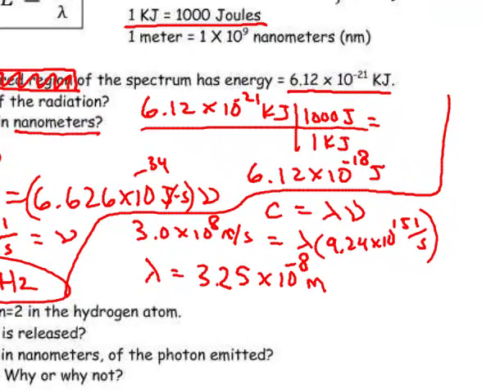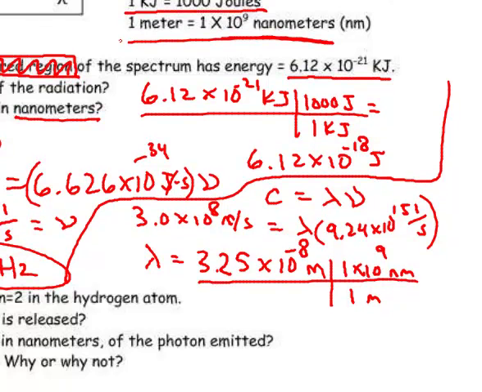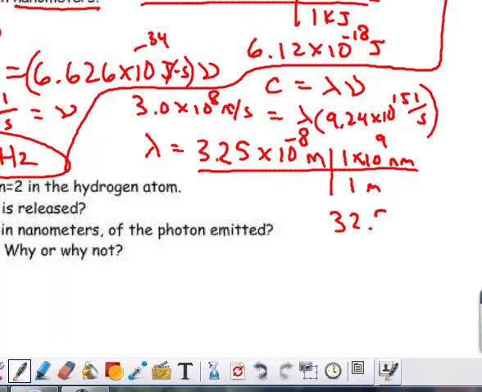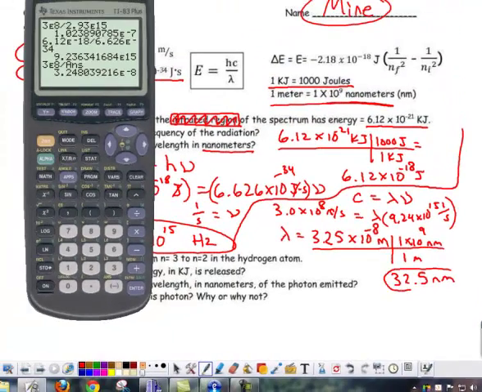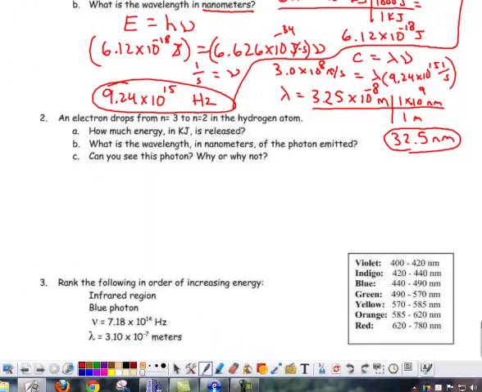Now that would be meters, and then it asks for nanometers, so 1 meter is 1 times 10 to the 9th nanometers. Again, there's our conversion up there. So we're going to have 32.5 nanometers, or 3.25 times 10 to the first. That would not be in the visible region. Remember, we can see about 400 to 780 or so. We see that chart coming down lower here.